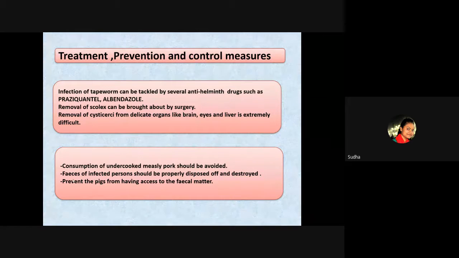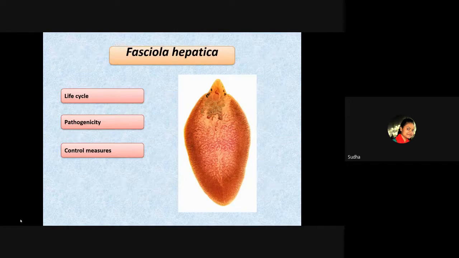So we have to prevent the pigs from having access to the fecal matter of the infected humans, or any other fecal matter, because from there only the life cycle will be continued. So we have to stop that. In this case, we have to be careful and take proper prevention and control measures. So this was all about the Taenia solium, that is the pork tapeworm.